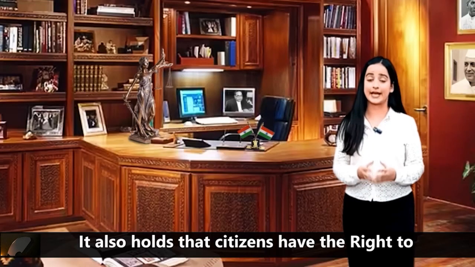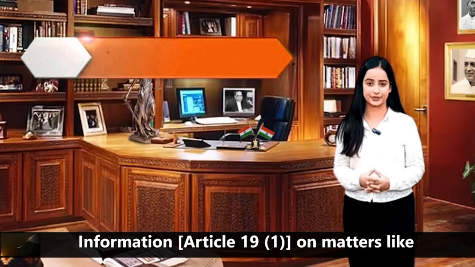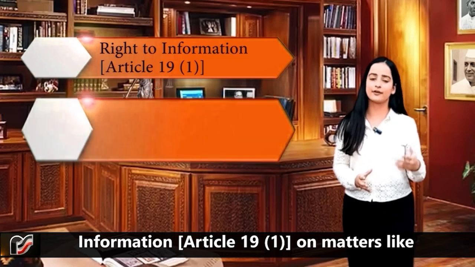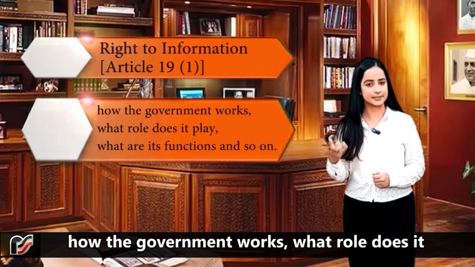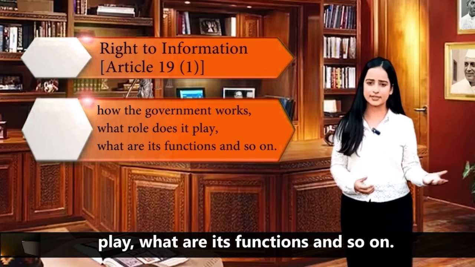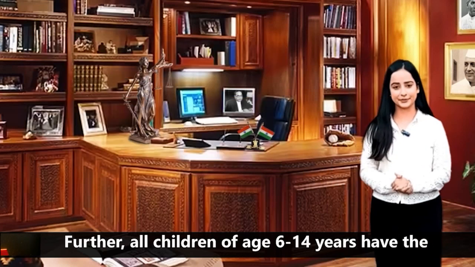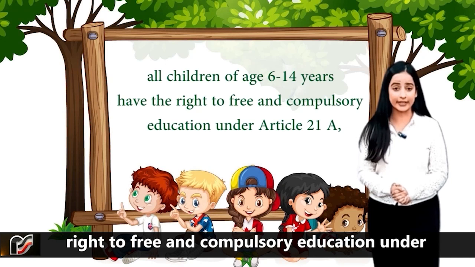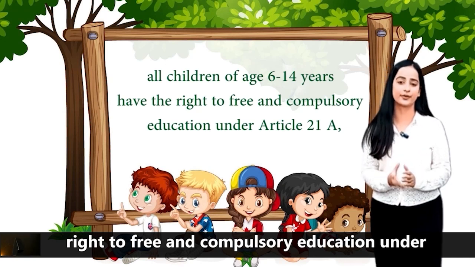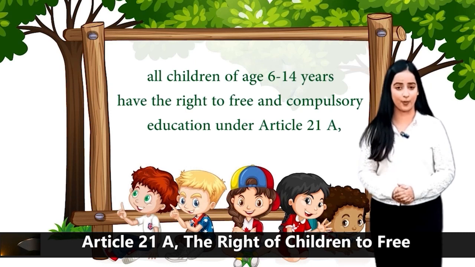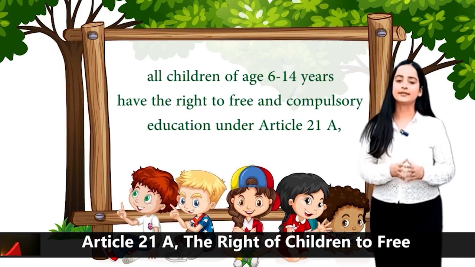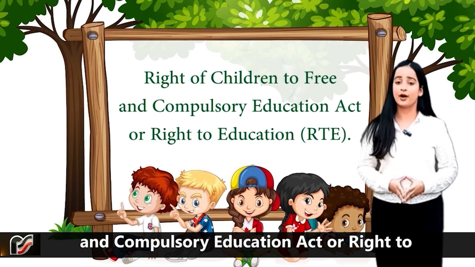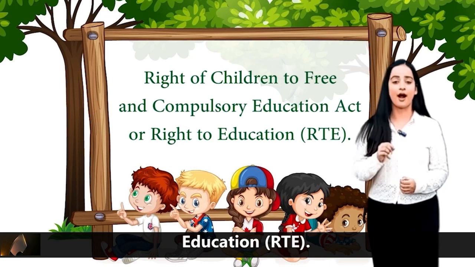It also holds that citizens have the right to information under Article 19, Clause 1, on matters like how the government works, what role it plays, what its functions are, and so on. Further, all children of age 6 to 14 years have the right to free and compulsory education under Article 21A, the Right of Children to Free and Compulsory Education Act, or Right to Education, RTE.